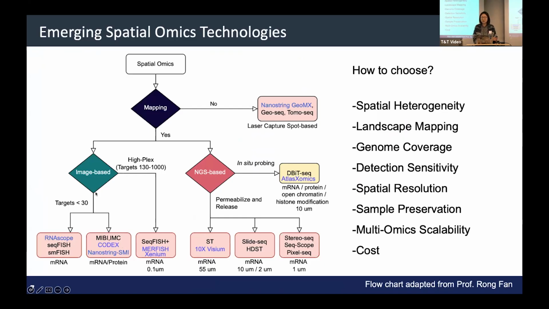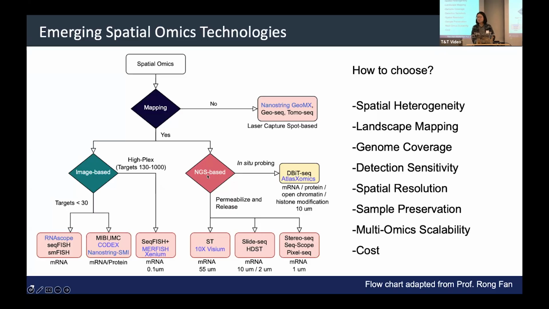So imaging-based methods are using pre-designed probes, such as RNAscope, MERFISH, Xenium, padlock probes that are complementary binding to specific mRNAs. It's very high resolution, but you see what you want to see, and usually it's kept under 1,000 transcripts in total.